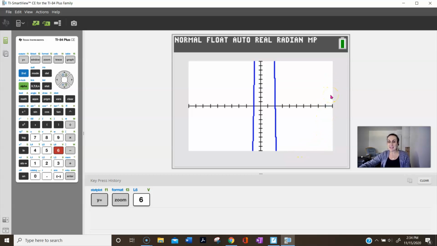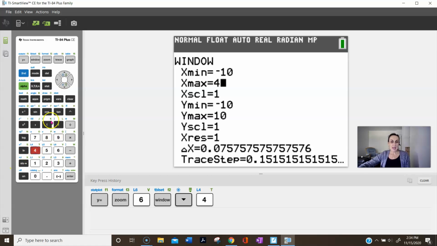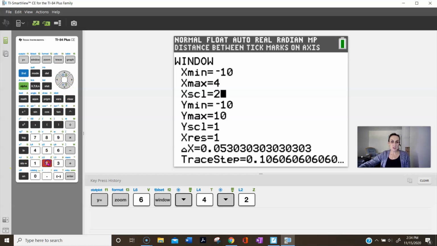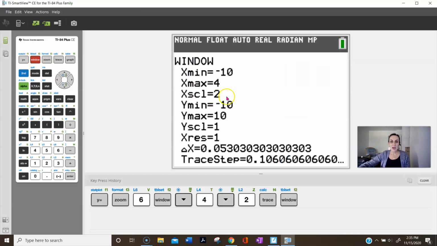That's because the leading coefficient is positive. So I know that this graph is going to end up on the right-hand side. If I go to Window, I can switch my X max to 40 and then maybe count by twos, hit trace, and I'm probably going to see, oh, what happened? Let's go back to Window. Oh, that's a 4. 40, let's try again.